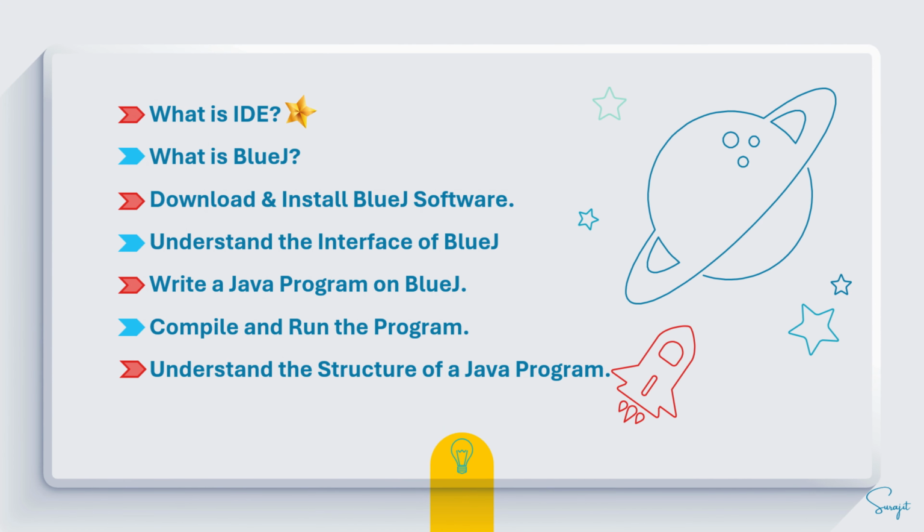Today, we are going to learn about what is IDE, what is BlueJ. Then we are going to download BlueJ software and install it on our computer. Then we will understand the interface of the BlueJ software. Then we will write our first Java program and then we will compile and run that program. Then we will understand the structure of a Java program. What is class declaration, public, main method, static, void and many more. So, let's learn.